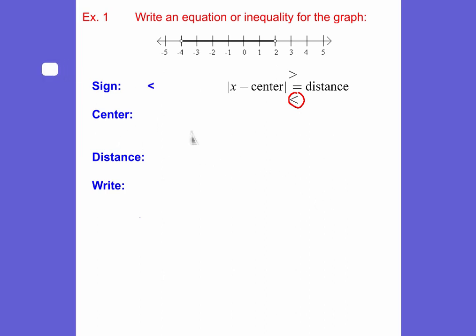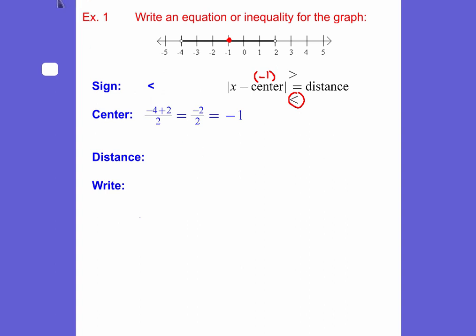Now I want to find the center. To find the center, I take the average of my 2 points, -4 and 2. So to find the average, the way I'm going to do that, I take -4 plus 2, and I divide that by 2. Well, -4 plus 2, that's -2, and -2 divided by 2, that's -1. So this point right here, -1, that's the exact center of my graph. So for center, that's going to be -1.